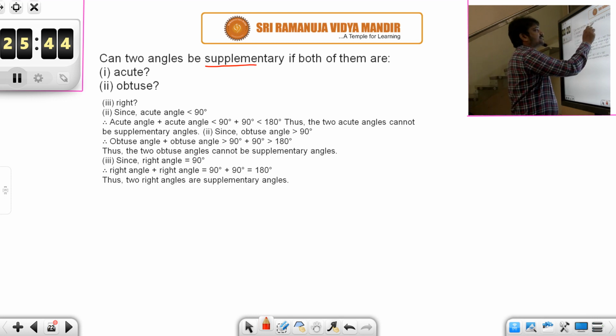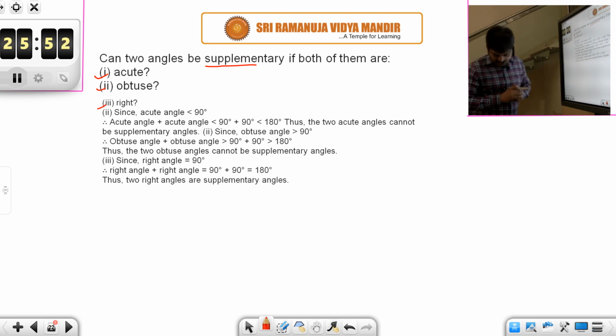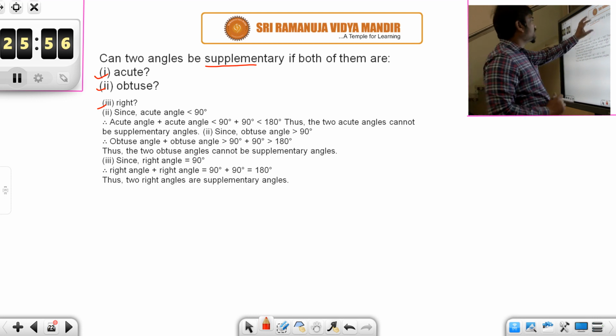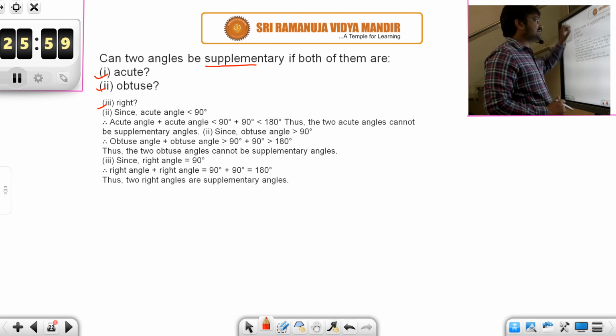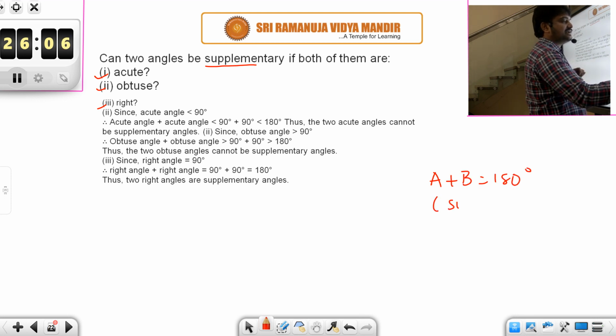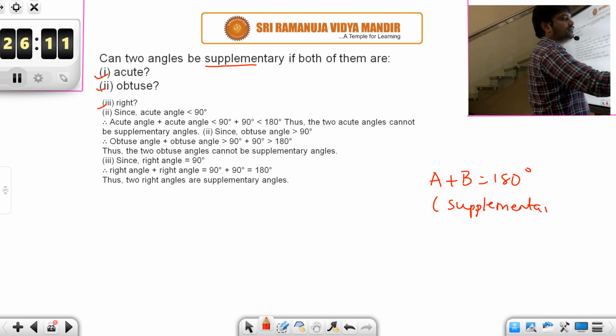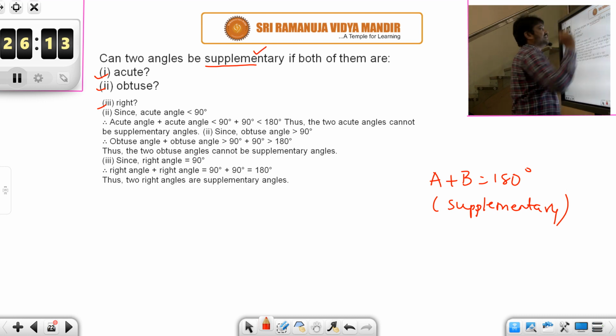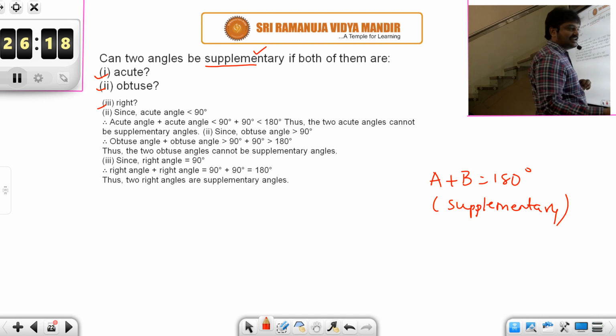Can two angles be supplementary if both of them are acute, obtuse, or right angle? These are very, very interesting reasoning type of questions. So first of all, you need to know these terminologies. First of all, supplementary means what? The sum of two angles should be 180. Then we will call them supplementary. And acute means what? Acute means each angle should be less than 90.